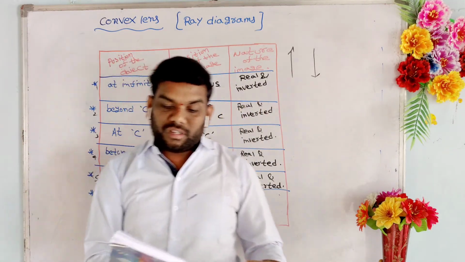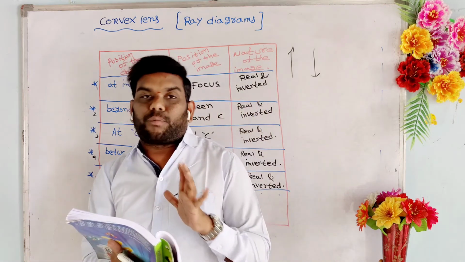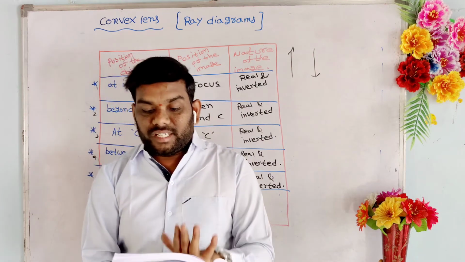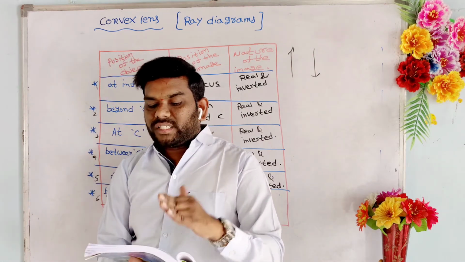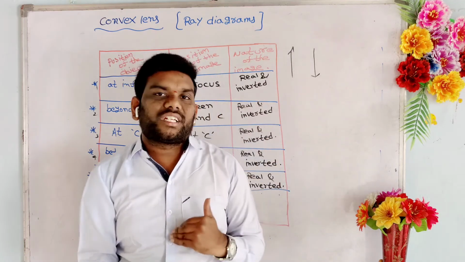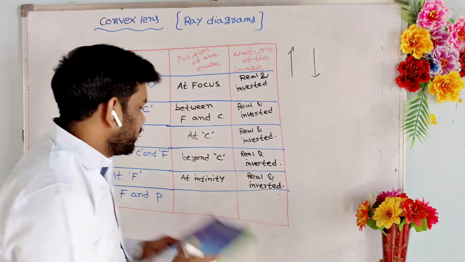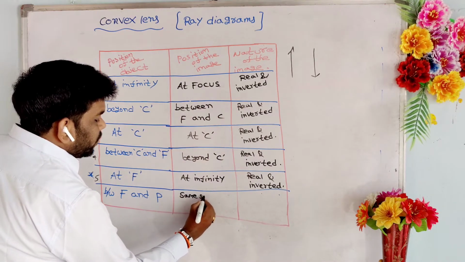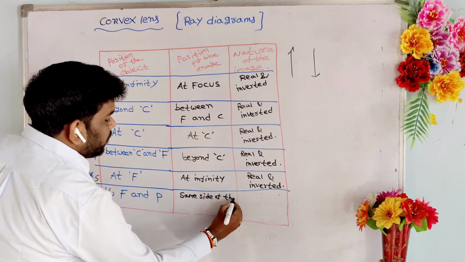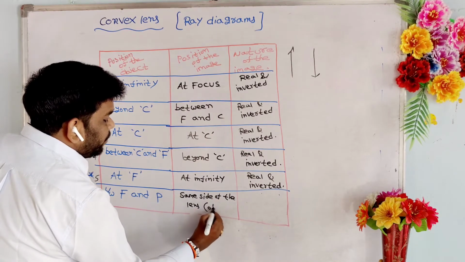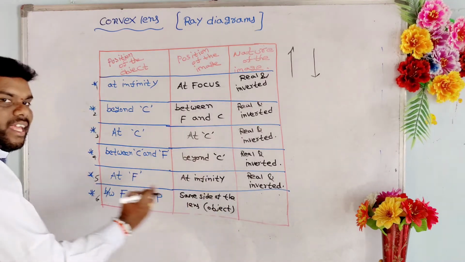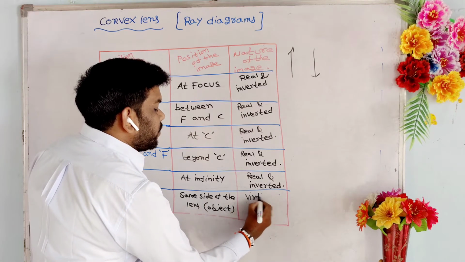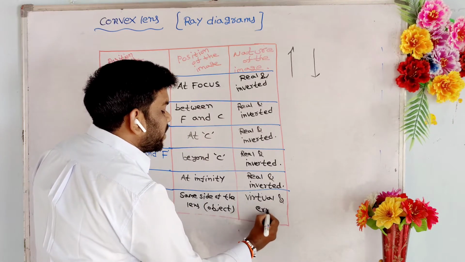Between F and P. Here this last diagram is very important. If you place the object between focus and optic center, the image will be formed on the same side of the lens where the object is placed. That means on the same side as where we placed the object, the image is formed. Such an image is a virtual image, a virtual and erect image.